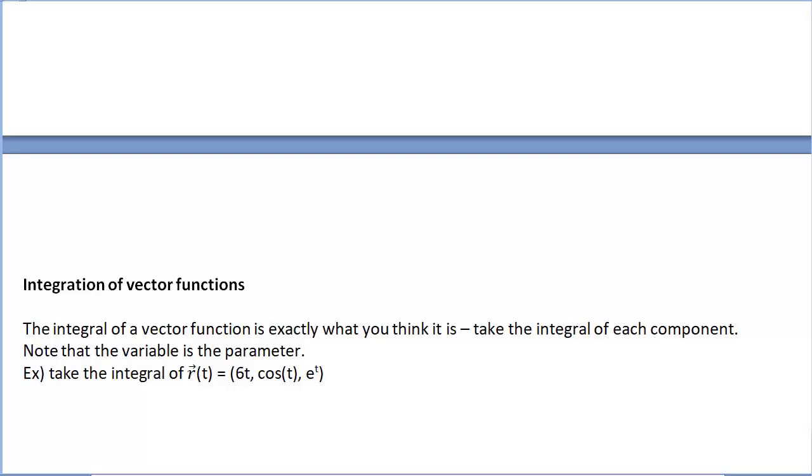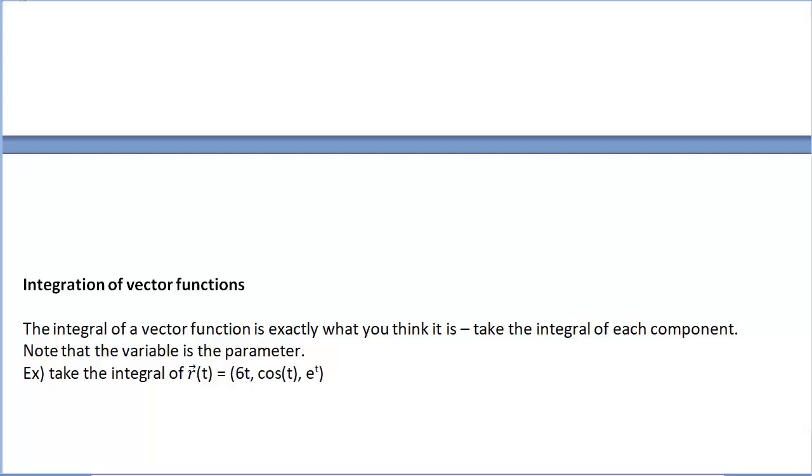Now we take a look at integration of vector functions. And again, the integral of a vector function is exactly what you think it is. You just take the integral of each component. And as we'd expect, the variable is going to be the parameter. So suppose we have a vector function, r of t equals 6t, comma, cos t, comma, e to the t.